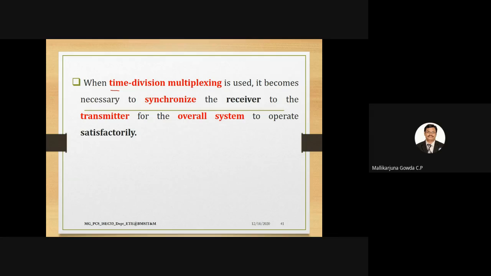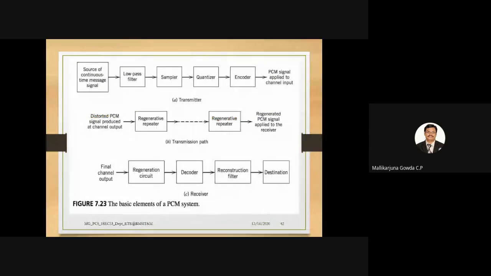We do the time division multiplexing and transmit several signals over the common channel. And as we all know, in TDM we need to have synchronization between transmitter and receiver, that is commutator and decommutator. Only then is it possible to get back the proper signal at the receiver side. So this is the block diagram of your PCM system.